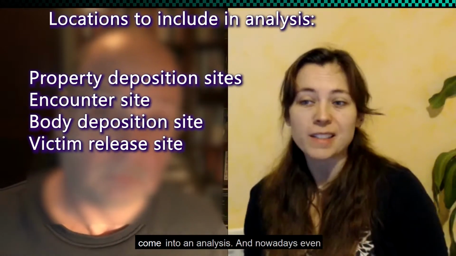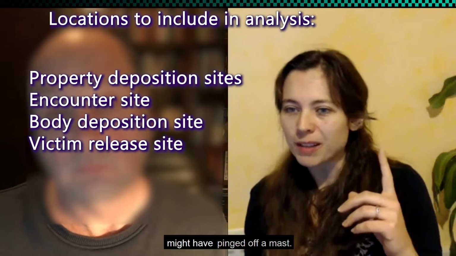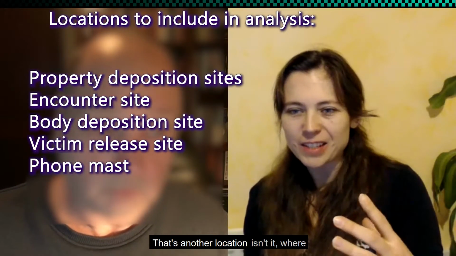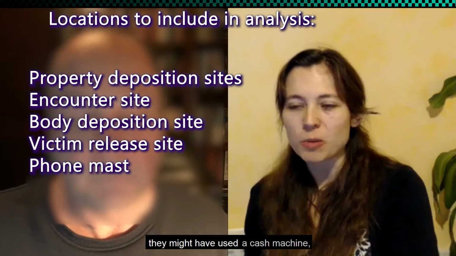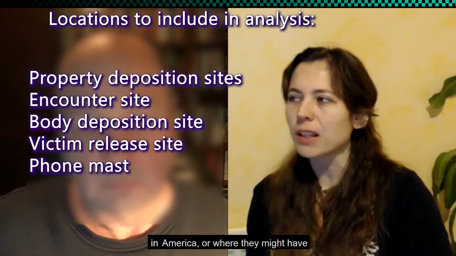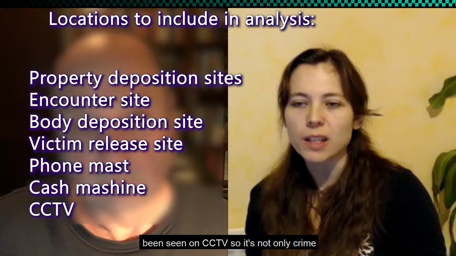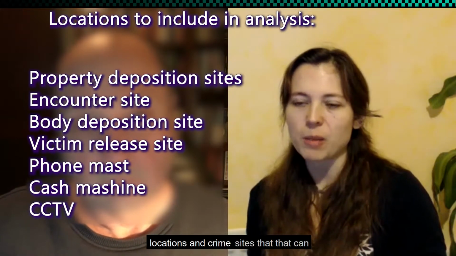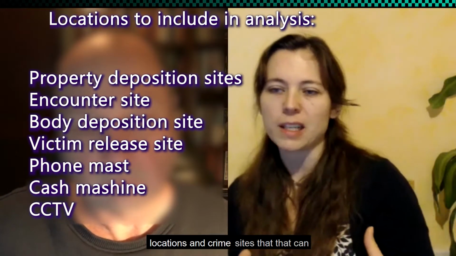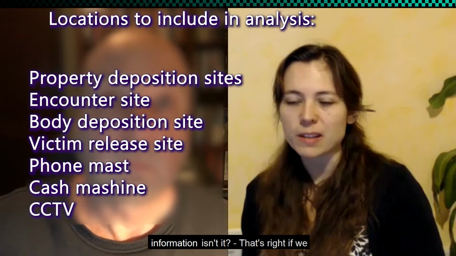And nowadays, even where their mobile phone might have pinged off a mast, that's another location, isn't it? Where they might have used a cash machine, or I think you call it an ATM in America, or where they might have been seen on CCTV. So it's not only crime locations and crime sites that can form part of the analysis. It's a lot of other geographical and temporal information, isn't it?